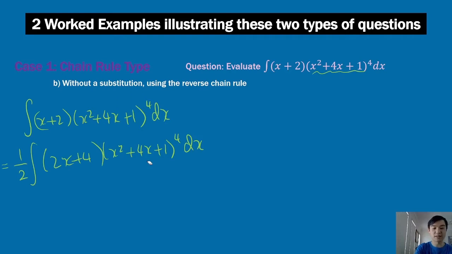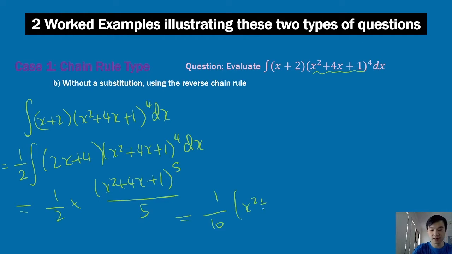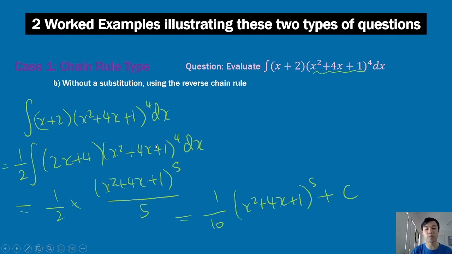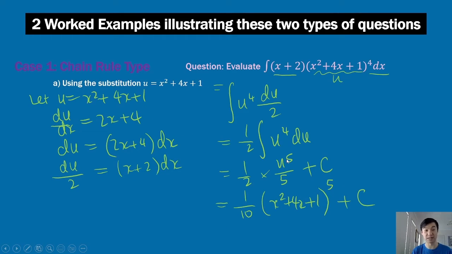So raise the power by 1 and divide by the new power. So this will be half times x squared plus 4x plus 1 to the power of 5 divided by 5, which is going to be 1 over 10 times x squared plus 4x plus 1 to the power of 5 plus c, because you don't want to forget your arbitrary constant when it's an indefinite integral. So you can see we got the exact same answer, but here we actually didn't need to use a substitution, which saves time because it's going to be less time consuming.